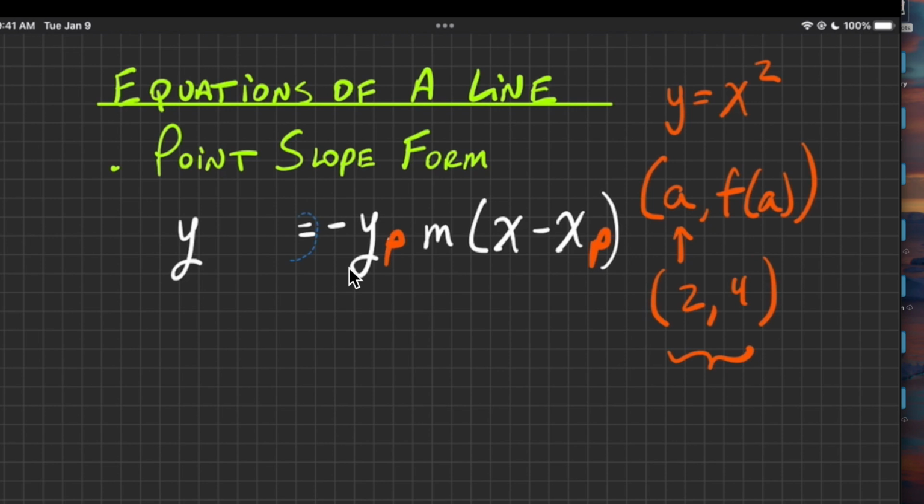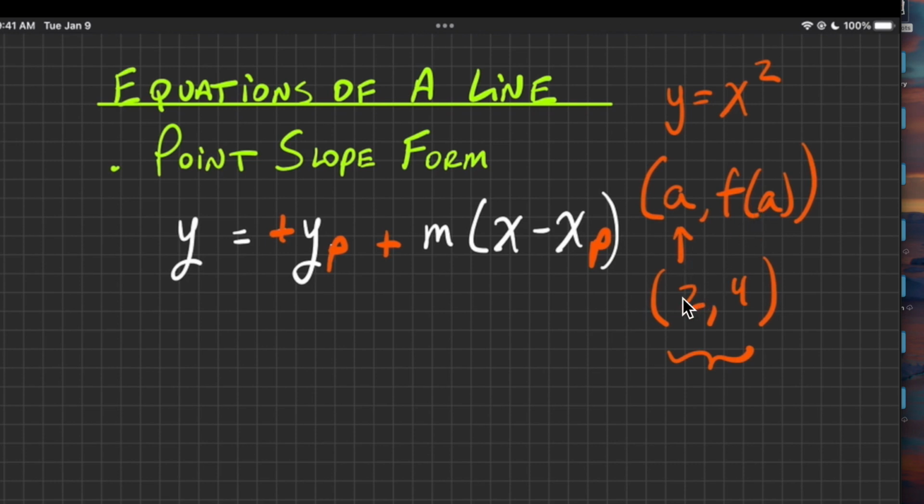All right, let me rearrange this a little bit. So thank you for your patience. All right, so before I forget, I'm going to change that y to a positive, and I'm going to put a plus here. This is the form that I want you to work with. So if we have this point right here, we picked an easy a. We got f of a, which is going to be easy.